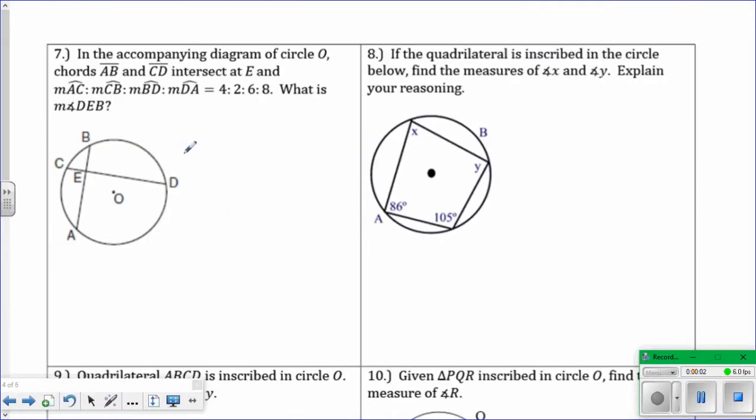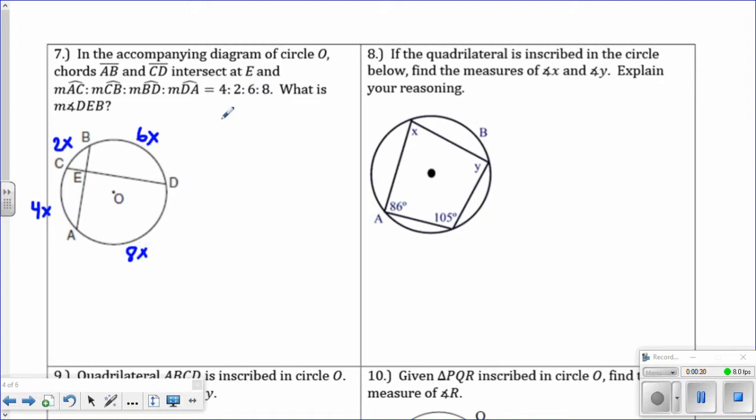I'm going to show you one more problem here, number 7, which involves ratios. We have arc AC is represented by 4. Now what you want to do is put an X with each number, because 4 times some number will give us arc AC, and then 2 times some number will give us arc CB. BD is the 6, so this would be the 6X. And DA is the last number, so arc DA would be represented by 8X.